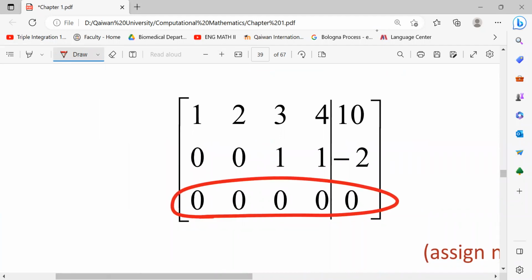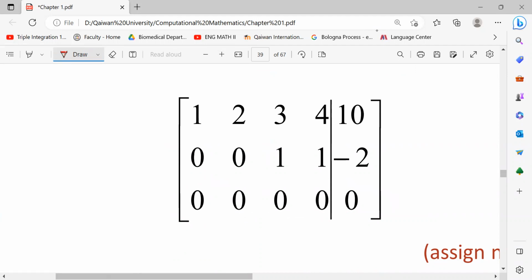Is it in echelon form or not? Yes, it's in echelon form. If there is any 0 row, it's at the bottom. And also the leading entry of any two successive rows, the lower one is to the right of the upper one. Those are both conditions of row echelon form. So it's in row echelon form.